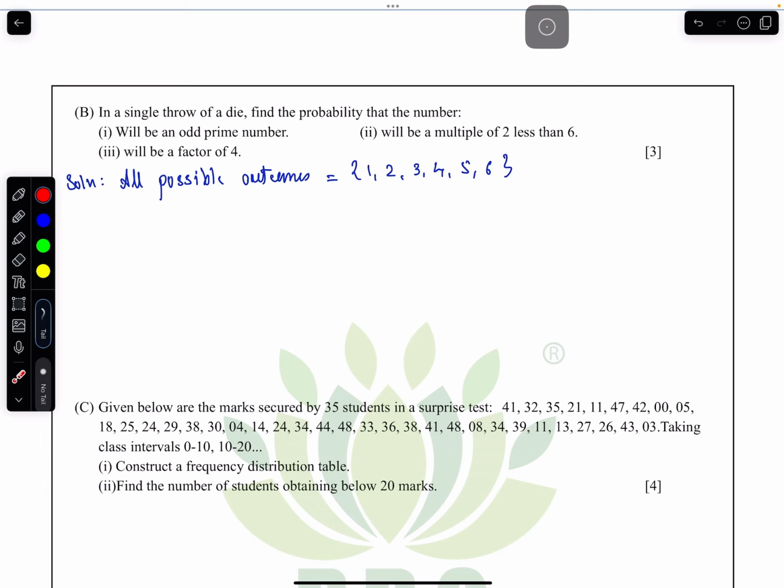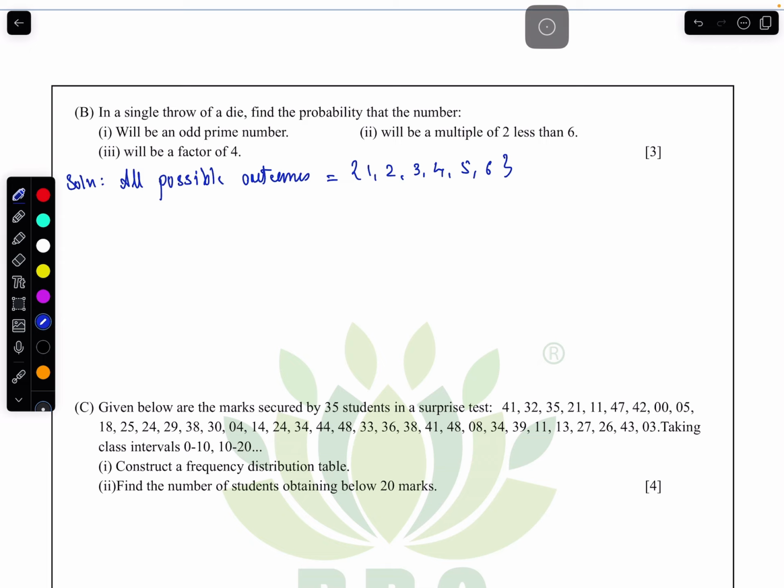Remember, this is the roster form in set theory. So we prefer writing the elements separated by commas in curly braces, which indicates that we have made use of set theory. This is the roster form of writing the elements of a particular set. So this is a set, so we're using roster form.